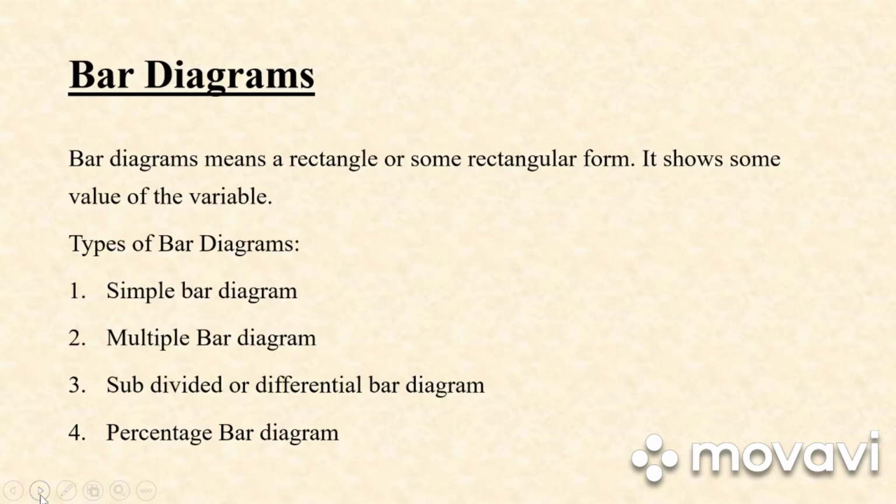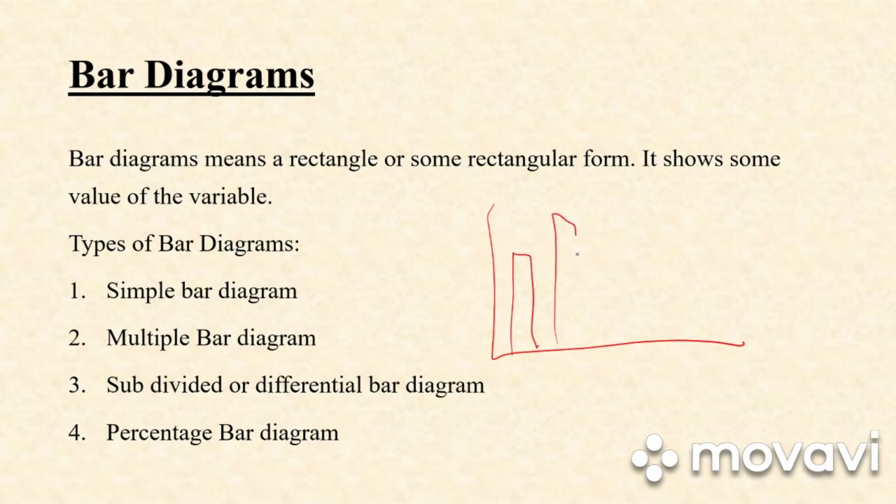So what do we mean by bar diagrams? They are nothing but a rectangle or some form of rectangular form. It shows some value of the variable. So in your lower classes, if you have studied statistics, you have studied this kind of diagrams. So this diagram is known as bar diagram. So there are different types of bar diagram. That is simple bar diagram, multiple bar diagram, subdivided or differential bar diagram, percentage bar diagram.